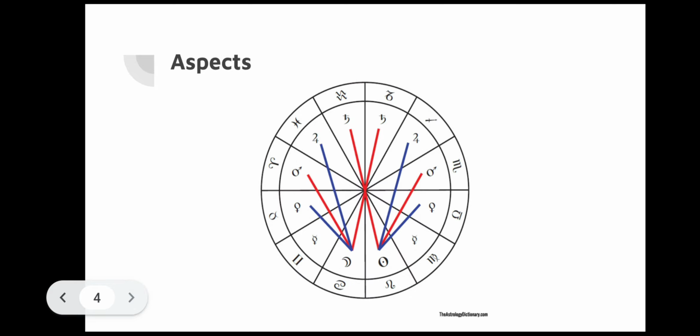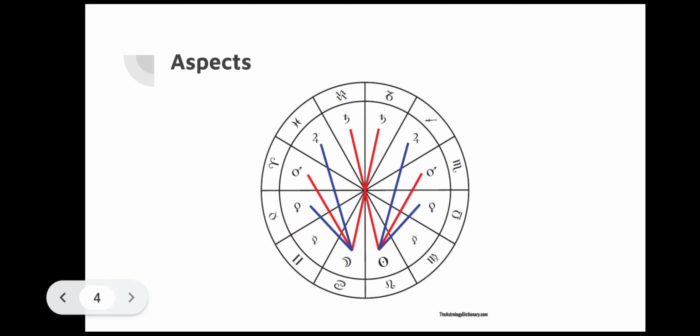Okay. I kind of wish this image that I got from astrologydictionary.com was rotated like the Thema Mundi. I did rotate it, but then the glyphs were not right side up, so it didn't look right. Okay, so you can see red and blue lines here on the screen.